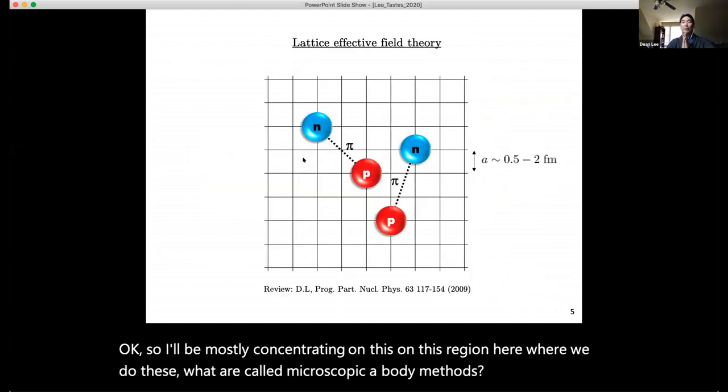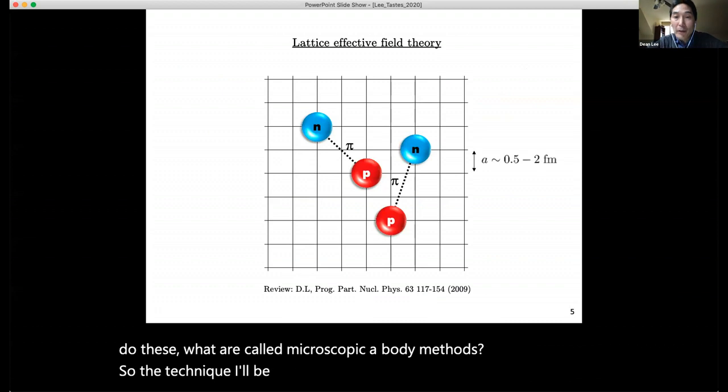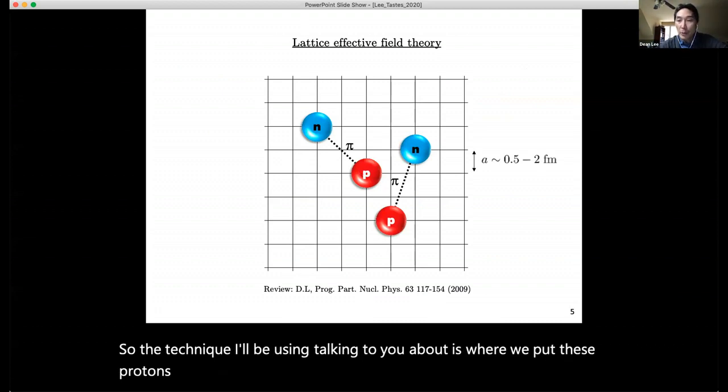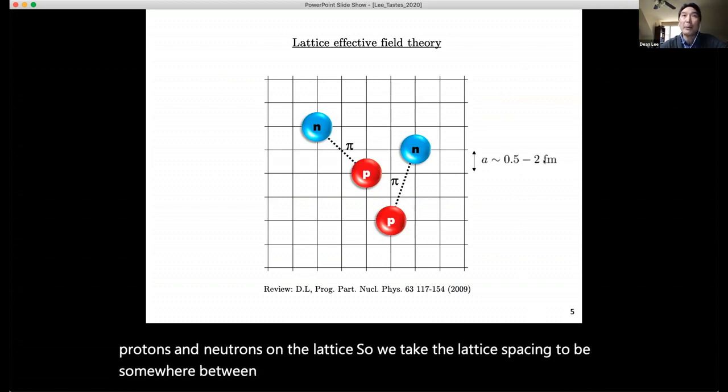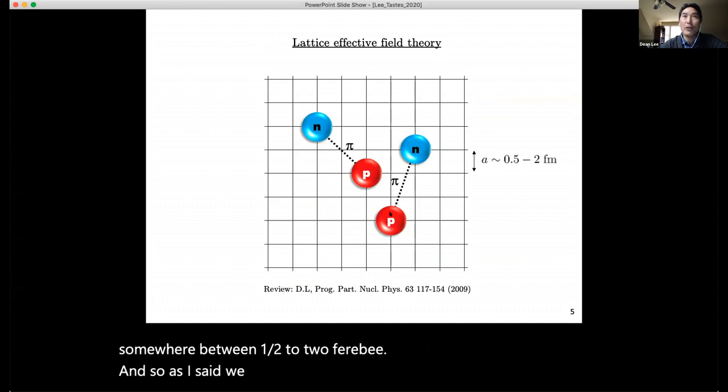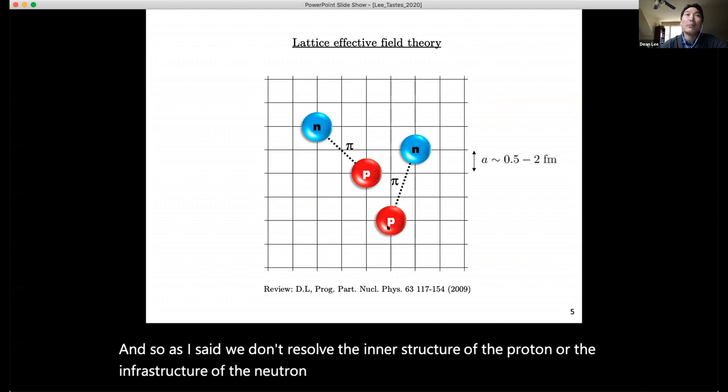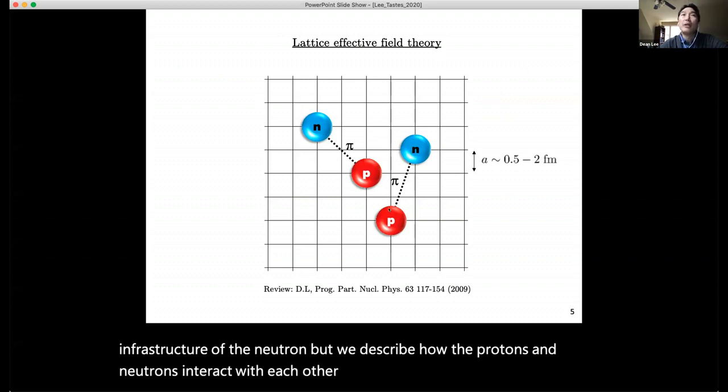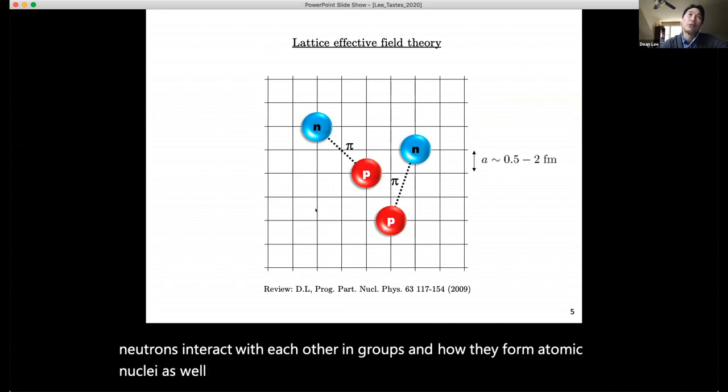So the technique I'll be talking to you about is where we put these protons and neutrons on a lattice. We take the lattice spacing to be somewhere between 1/2 to 2 Fermi. As I said, we don't resolve the inner structure of the proton or the neutron, but we describe how the protons and neutrons interact with each other and in groups, and how they form atomic nuclei, as well as other things such as superfluids.